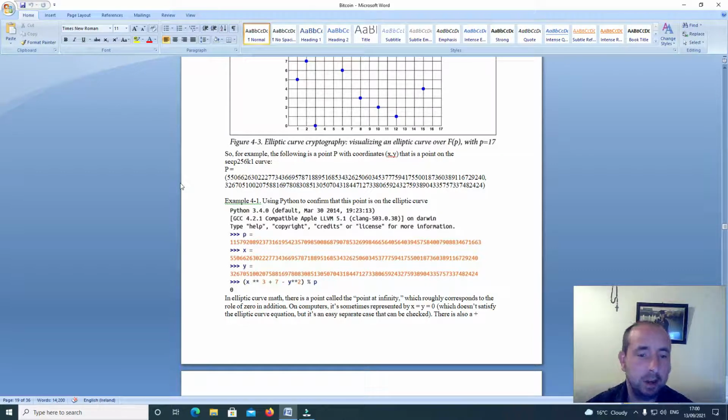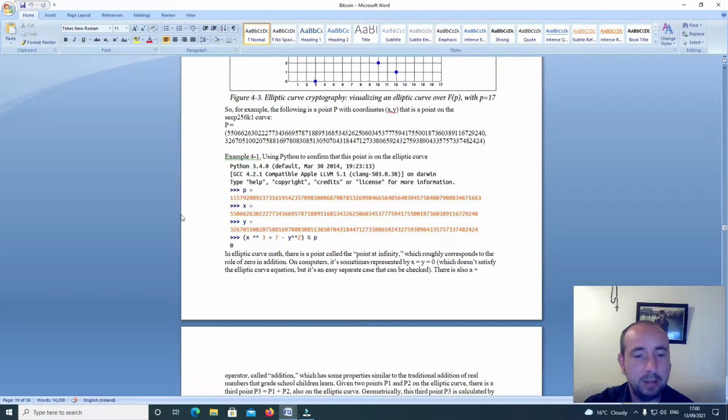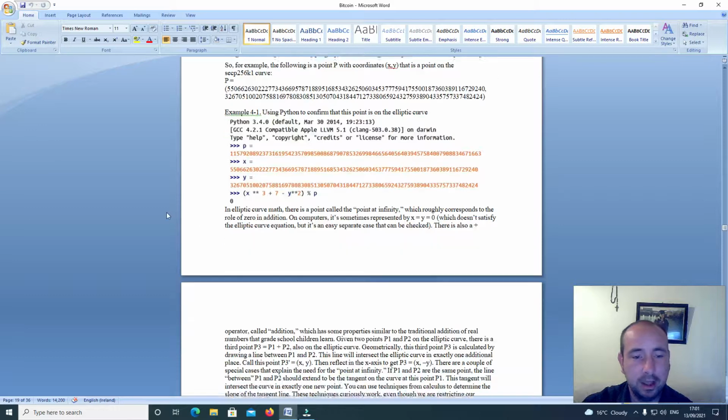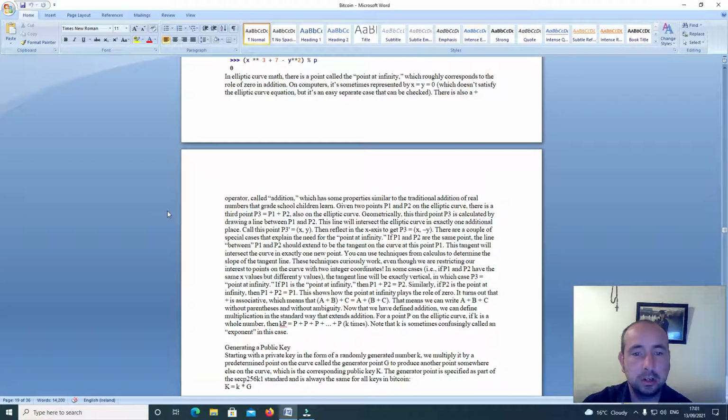So for example, the following is P, which has coordinates x, y. This is a point on the secp256k1 curve. P equals all these large numbers here. Example 4.1, using Python to confirm that this point is on the elliptic curve, so you can see that for yourself. In elliptic curve math, there is a point called the point at infinity, which roughly corresponds to the role of 0 in addition. On computers, it's sometimes represented by x equals y equals 0, which doesn't satisfy the elliptic curve equation, but it's an easy separate case that can be checked.